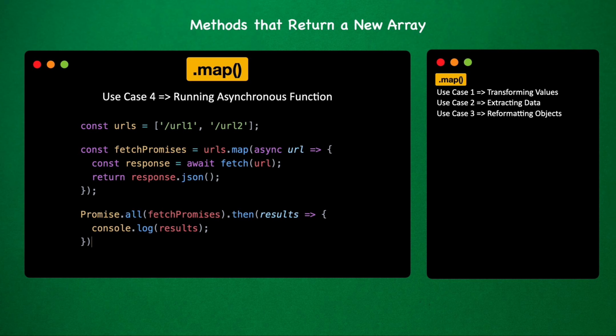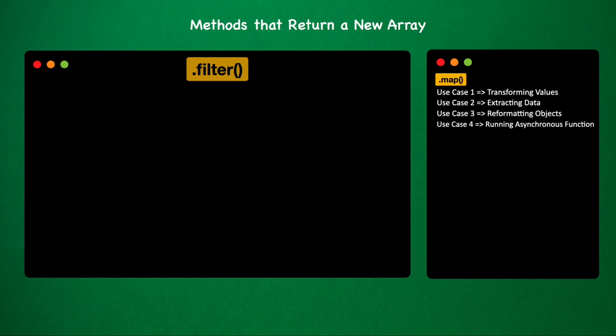It's a transformation tool, a data extractor, a reformatting assistant, and much more. Let's explore another powerful array method in JavaScript called filter. This method is used to sift through an array and extract elements that meet certain criteria.